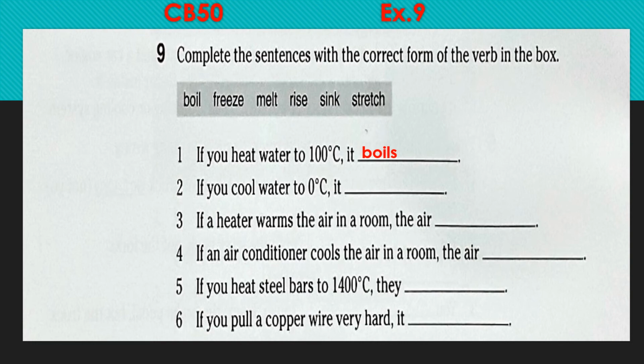Now, number 2, if you cool water to 0 degrees centigrade, it freezes. The same, we added an S here because it is singular. Number 3, if a heater warms the air in a room, the air, excellent, rises. If an air conditioner cools the air in a room, the air, very good, sinks. 5. If you heat steel bars to 1400 degrees centigrade, they melt or melts? They melt. Very good. We don't add an S here because we have the word they, which is plural. Finally, if you pull a copper wire very hard, it stretches. Excellent.